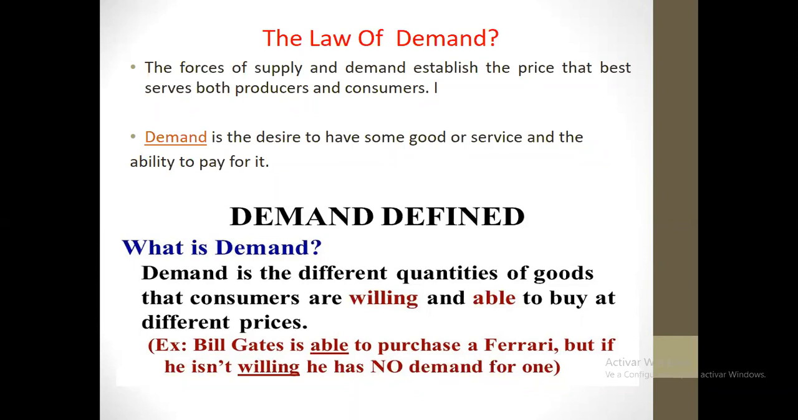Okay. Now, but remember, you need to have two characteristics in order to conclude a demand. You need to be willing and you need to be able to buy something. Now it says Bill Gates is able to buy a Ferrari, but if he isn't willing, he has no demand for one. So you need to be willing and be able to. El deseo y tener la capacidad.